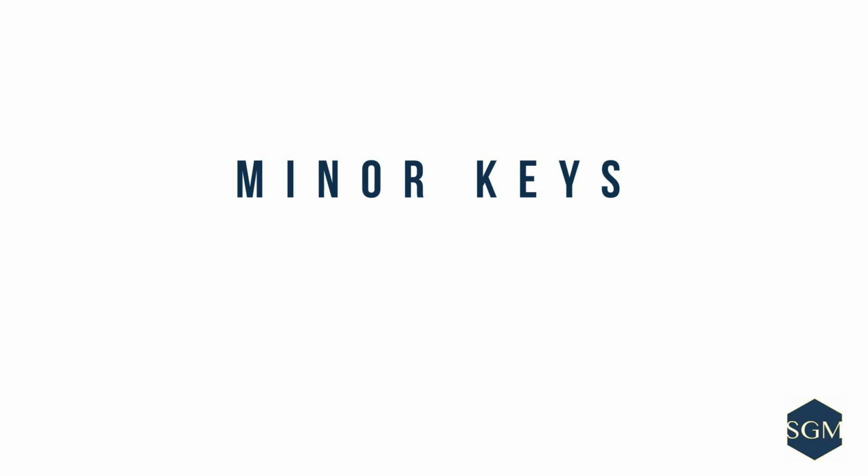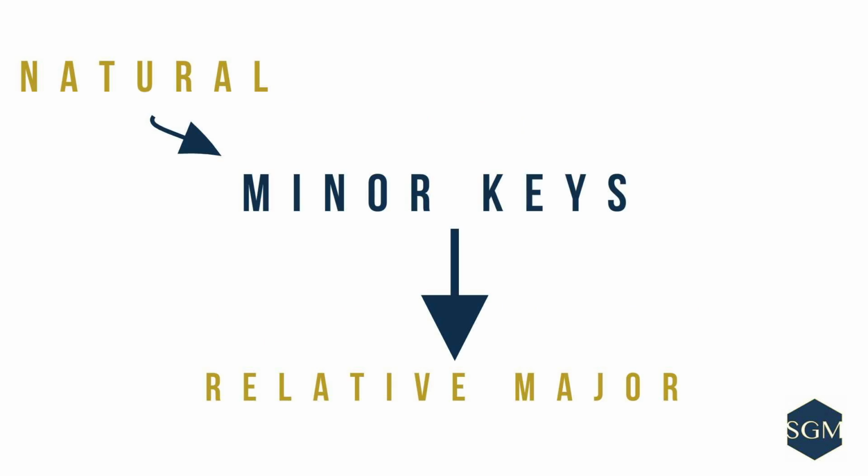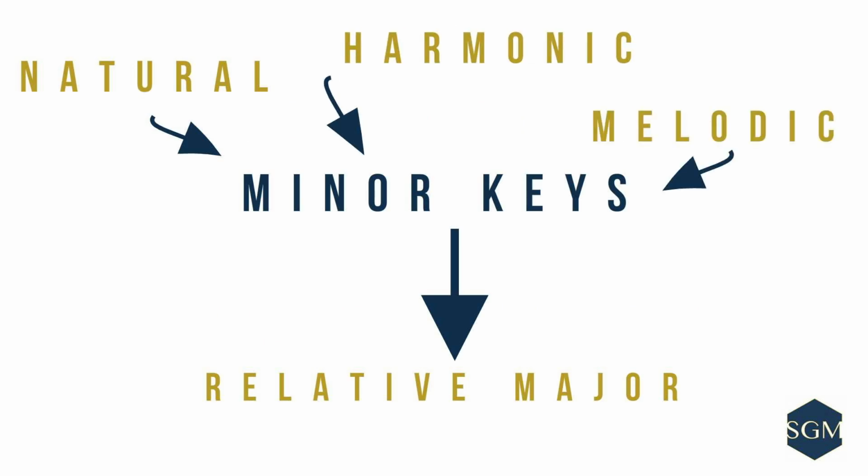Minor keys. Just like major keys, each of the 12 notes in music has its respective minor key. And each of these minor keys has its own relative major. Well, they're like cousins. They're related in some ways. Before we get into how they're related, we must know that there are three different types of minor keys, namely the natural minor, harmonic minor, and melodic minor.